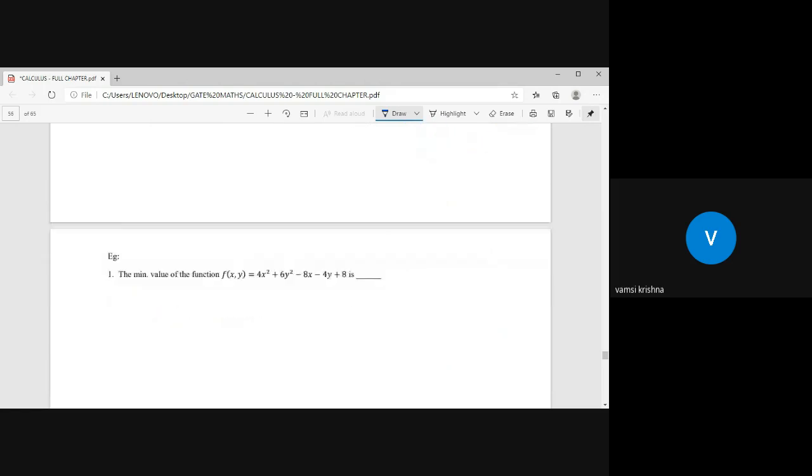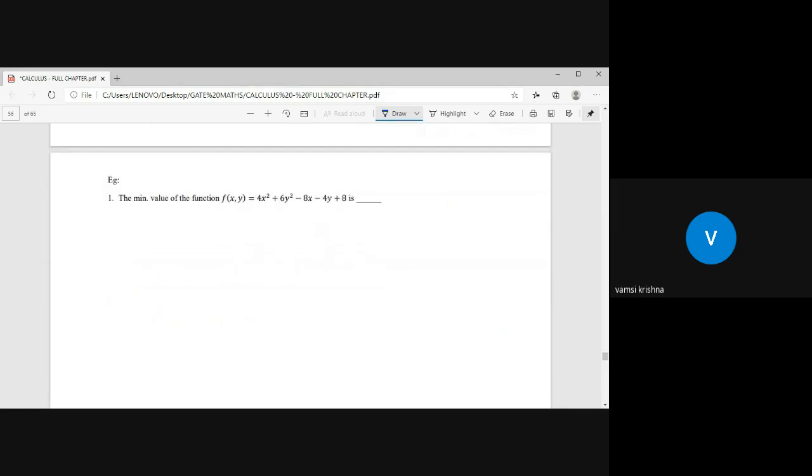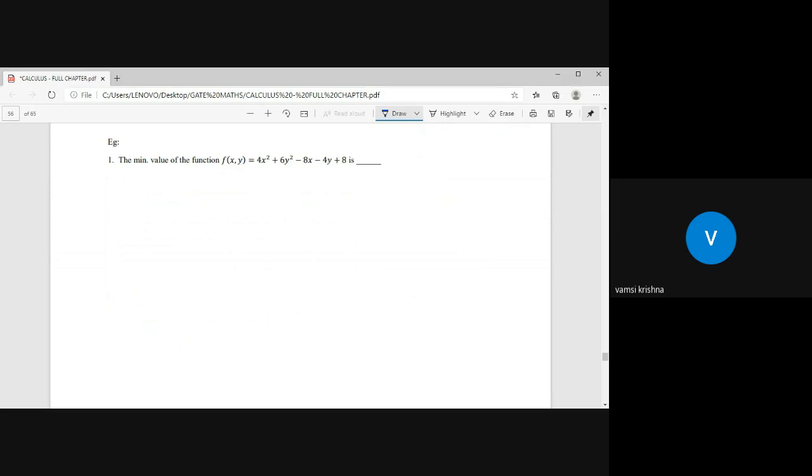Yeah, students, let's see the problem on this. We have a two variable function f of x, y, given as 4x square plus 6y square minus 8x minus 4y plus 8. This is the two variable function we have, and let us differentiate this function with respect to x.